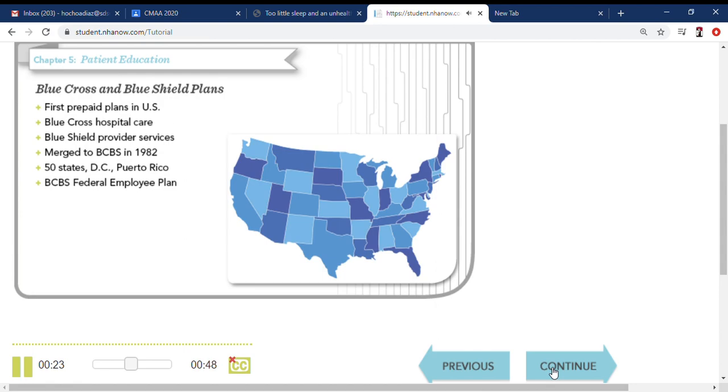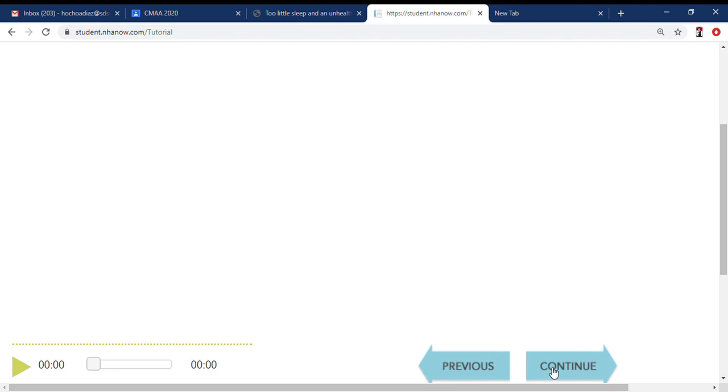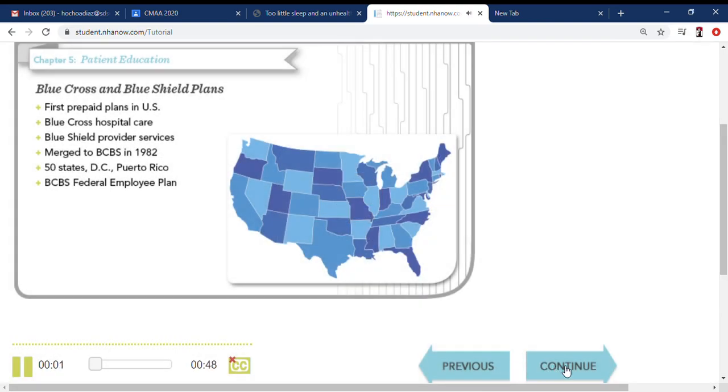BCBS, also called the Blues, includes more than 60 independent, locally operated companies with plans in 50 states, the District of Columbia, and Puerto Rico. BCBS offers health insurance to individuals, small businesses, seniors, and large employer groups. The federal government also has a large program called the BCBS Federal Employee Program. Blue Cross and Blue Shield plans.